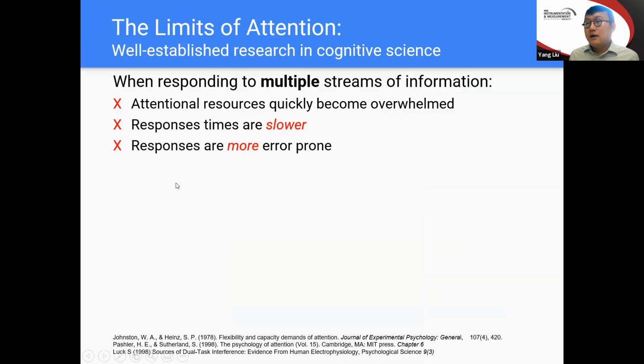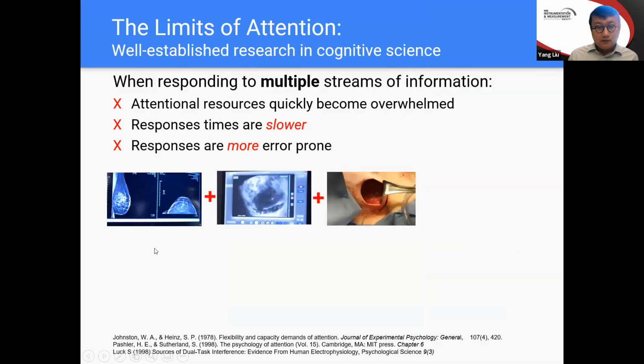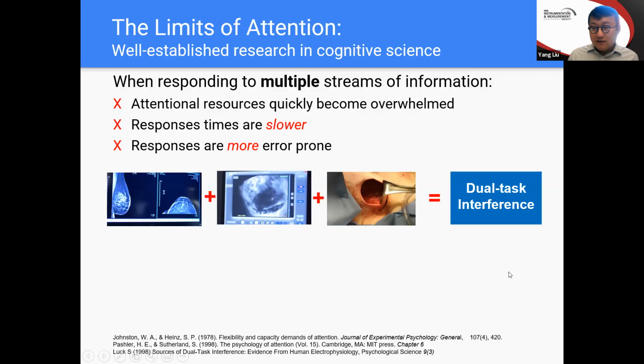When we dig into the evidence-based psychology research, we found that this is actually a well-documented phenomenon in psychology. So when you have multiple streams of information, your attentional resources are spread out very thin, and your response time is slower, and your response is more error-prone. Right? So, for example, if you have to look at preoperative imagery, intraoperative fluorescent imaging, and look at the surgical site, that's a very complicated process, which introduces dual task interference.